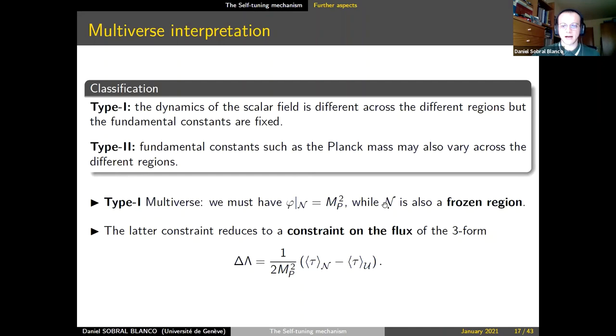And this last constraint will reduce to a constraint on the flux of the three form, which takes this form. This means that the flux of the three form, this delta lambda, will always be the difference between the averages of the matter content in the different regions. So that will be controlled by the relative volume of these regions.